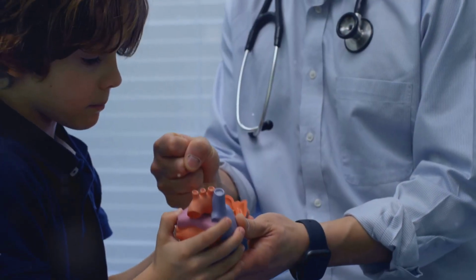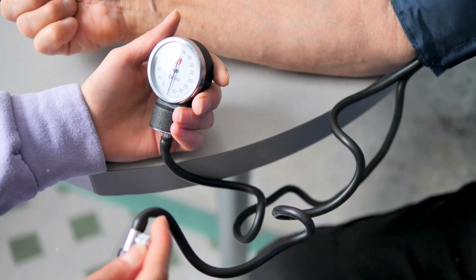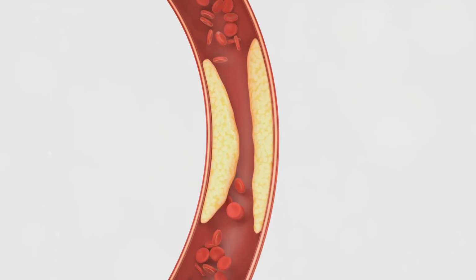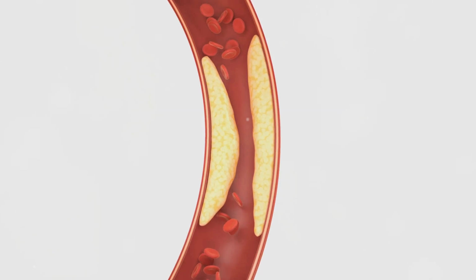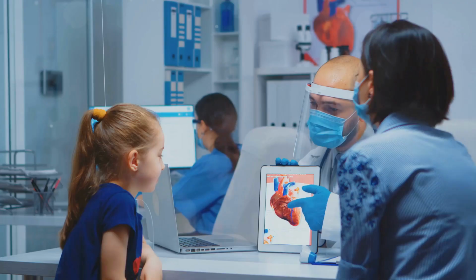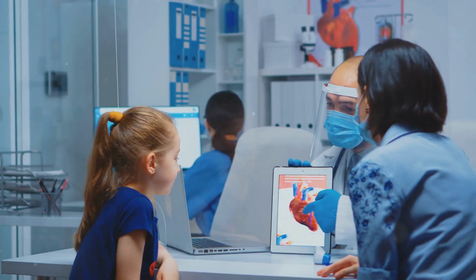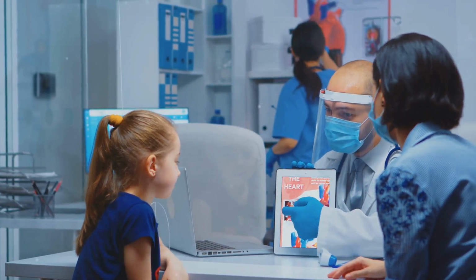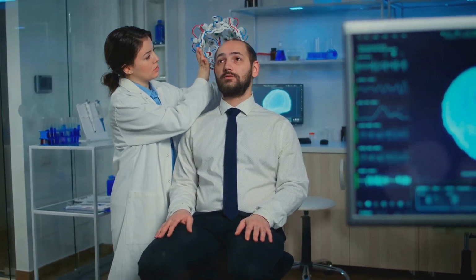Moving on to diseases and conditions. Hypertension. This is high blood pressure, a risk factor for heart disease and stroke. Atherosclerosis. This is the buildup of plaque in the arteries, leading to reduced blood flow, heart attack, or myocardial infarction. This occurs when blood flow to a part of the heart is blocked, damaging the heart muscle. And heart failure. This is when the heart cannot pump blood effectively, leading to fluid buildup in the lungs and other tissues.